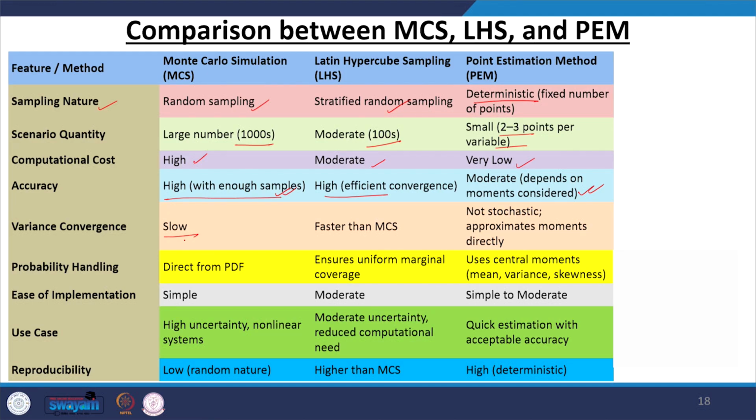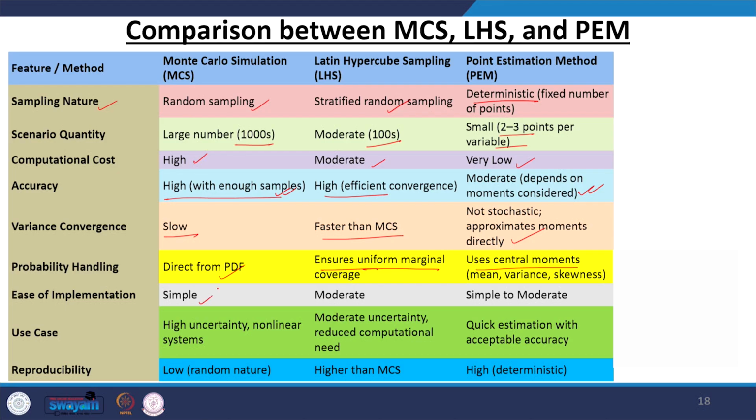Convergence: obviously you are dealing with 1000 scenarios, so convergence will be slow for Monte Carlo, faster than MCS for Latin hypercube, and the point estimation method is not even stochastic. You are just evaluating your randomness only at 2 points. So obviously it is very fast, and it is almost a deterministic problem. It will directly handle the PDF, ensure uniform marginal coverage, and use the central moments, that may be mean, variance, skewness, third moment, like this.